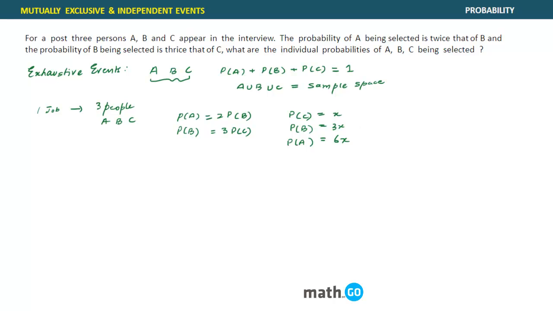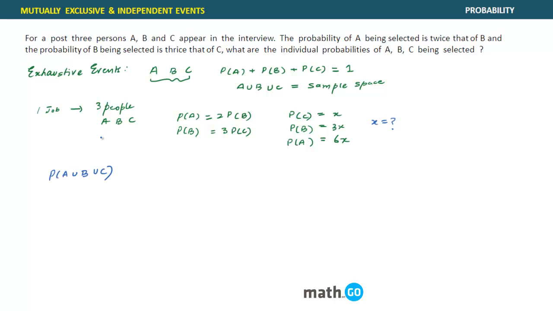And you are asked to find their individual probabilities. That means the target is to find X, then only can we find their individual probabilities. So what actually relates to this question is the probability of A union B union C. What do you mean by this? That at least one of them gets selected for the job, right?